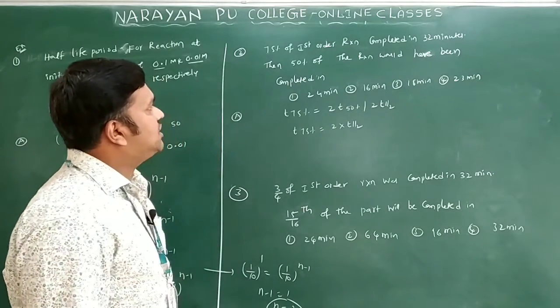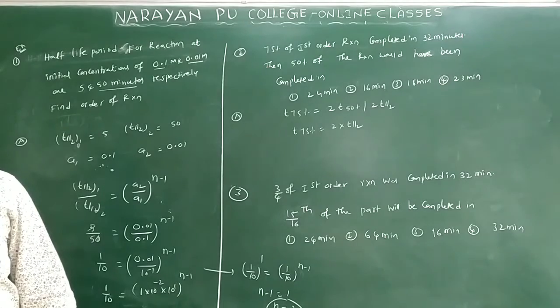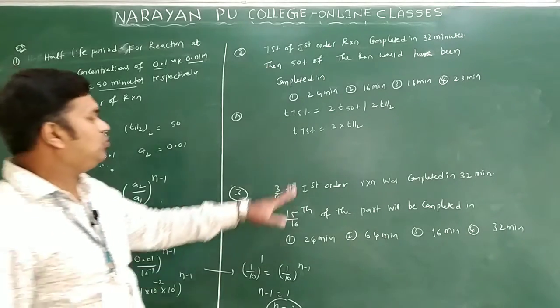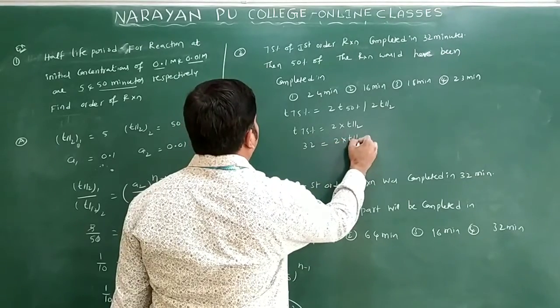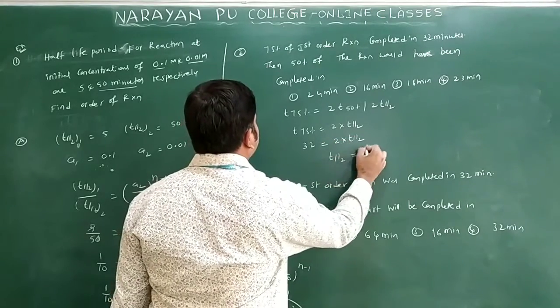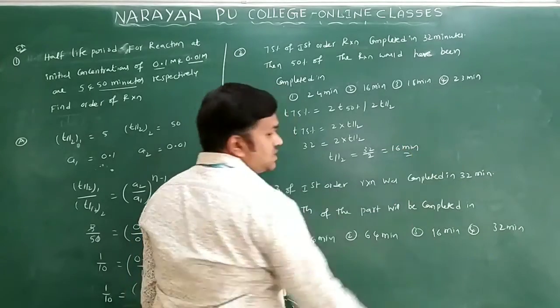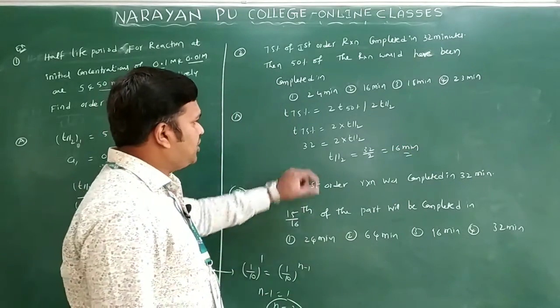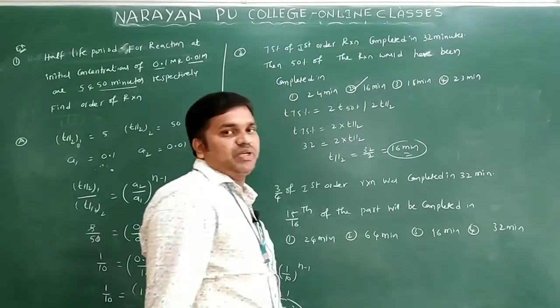What time is given? The time is given as 32 minutes here. 32 is equal to 2 into T half here. So T half is equal to 32 by 2, that is equal to 16 minutes. So T 50% is 16 minutes. So what is your answer? Your answer is 16 minutes.